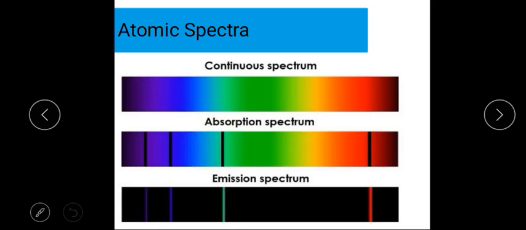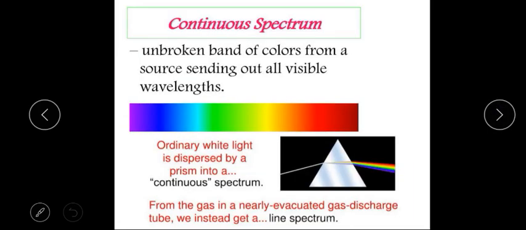Now let us study what is meant by absorption spectrum, that is, a line absorption spectrum and a line emission spectrum. You all know what is meant by a continuous spectrum. In a continuous spectrum, there is an unbroken band of colors from a source sending out all visible wavelengths. There is no breaking point in the band, so all the colors are visible in the form of a continuous band.